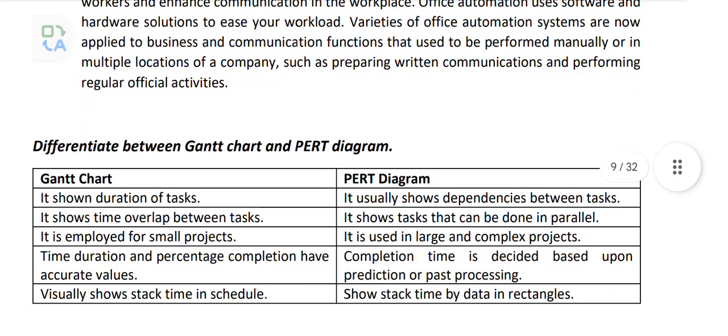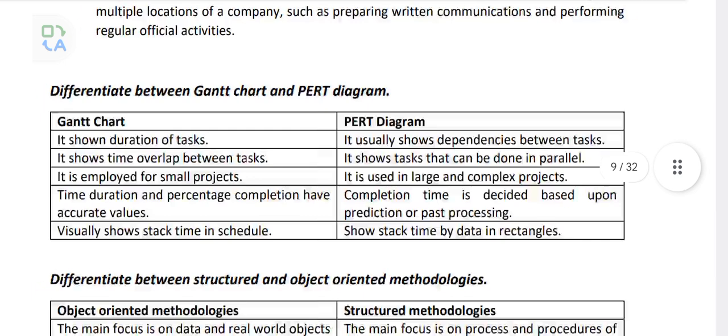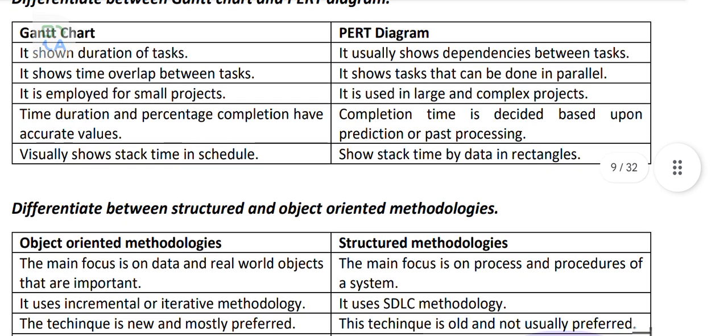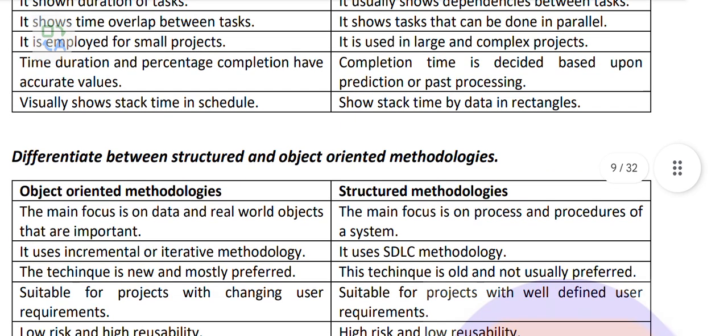Gantt chart. It shows the duration of the tasks. PERT chart. It shows the dependency between the tasks. It shows the overlap between the tasks. It shows that tasks can be done in parallel. Gantt is employed for the small project. PERT is employed for the complex project. Time, duration, and percentage completion are accurate values. Completion time is decided based upon the prediction and the past processing. Visually shows the slack time in the schedule; shows the slack time data in a rectangle.